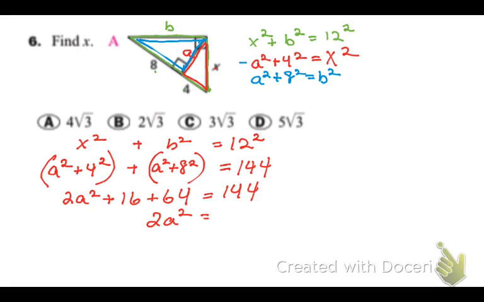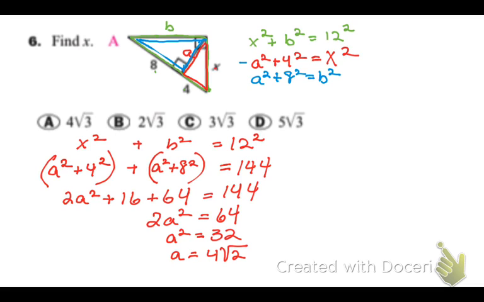2a squared equals 144 minus 16 plus 64 is 64. Okay. So a squared is equal to 32, and a is equal to 4 root 2. Okay. And so we know a is equal to 4 root 2.